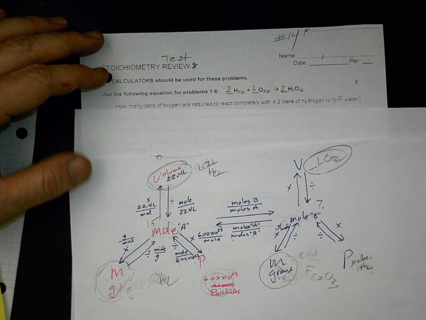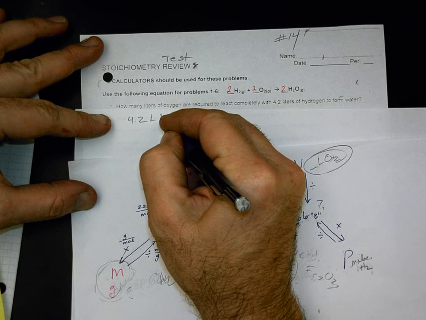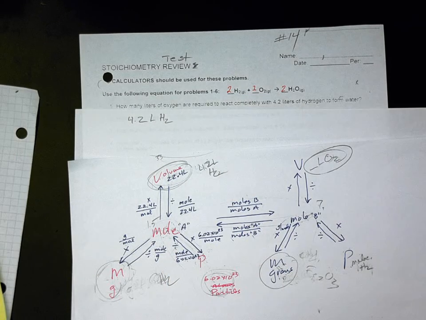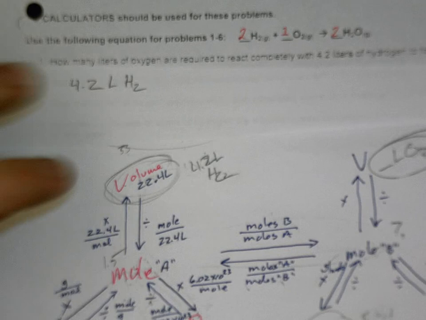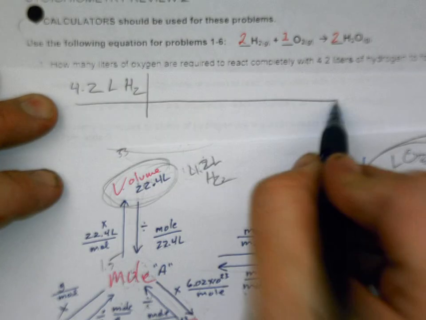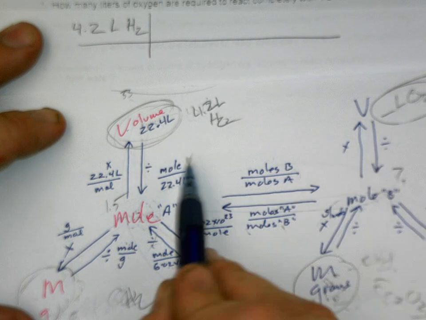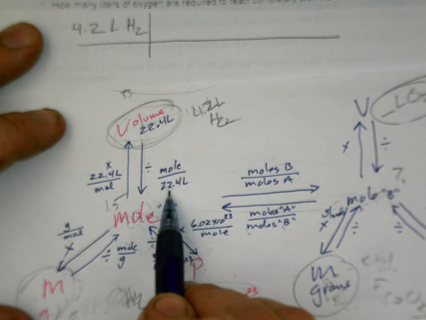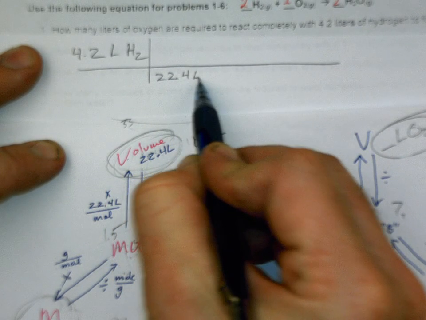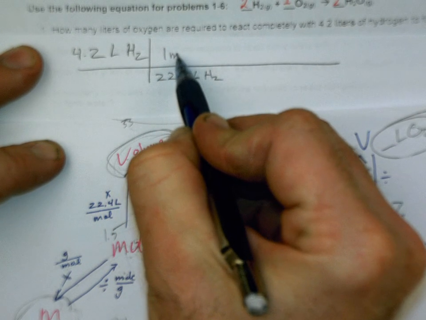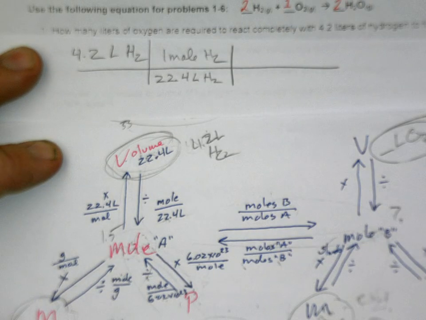So for problem 1, what's given? 4.2 liters of H2. Is that correct? Yeah. Can I zoom this in a little bit? Does that help? Okay. That's the first step. We're over here at volume, and we need to convert it to moles. When we convert to moles, we're going to be dividing by 22.4 liters, which should make sense because we want to get rid of this liter. 22.4 liters of H2 is 1 mole of H2. That'll be our first conversion.